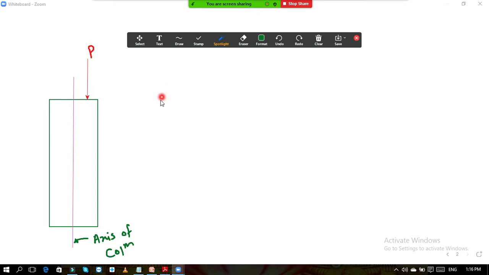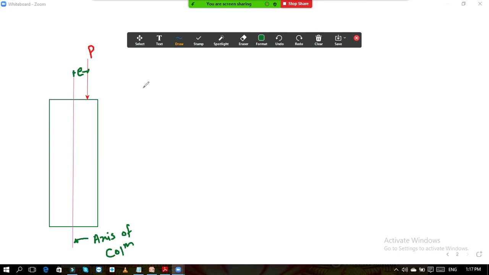Suppose I tell you that this is the eccentricity e, which is developed from the axis to this load P. Now what will happen due to this load P? The direct stress gets generated as well as the bending stress.